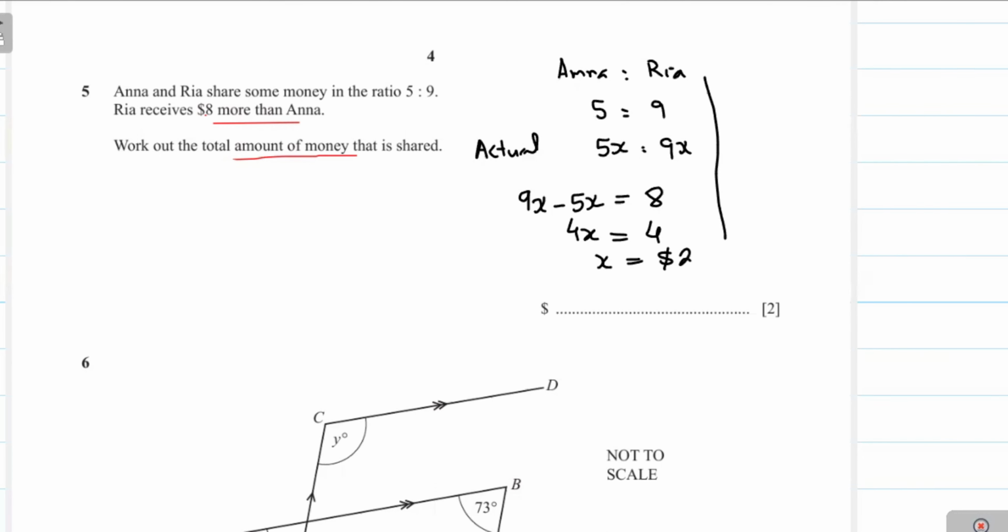And we have to calculate the total amount of money that is shared. The total amount shared is 5x plus 9x equals 14x, and this will be equal to 14 multiplied by 2, and this will be equal to $28, and this is the answer.